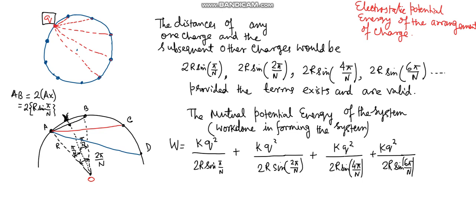And like this, if we proceed for all the charges starting from that particular representative charge that I have shown. Now how many charges are there? There are n number of charges. So I multiplied by n. But do you feel that this is correct?